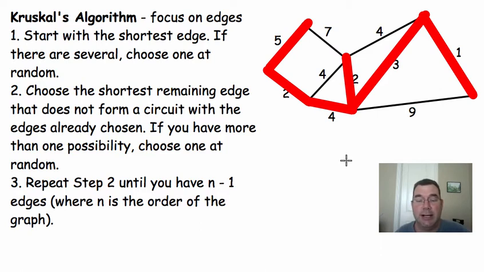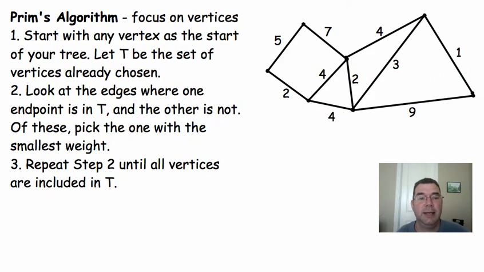It is the lowest weight. I just need to add up all the edges to see what the weight of that subgraph is. So I've created a really good minimum spanning tree. That is Kruskal's algorithm.